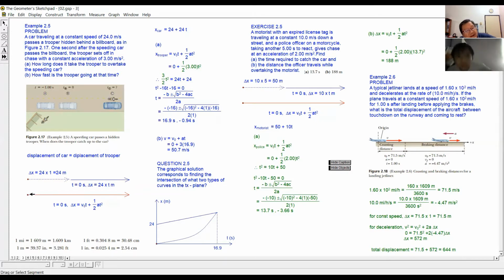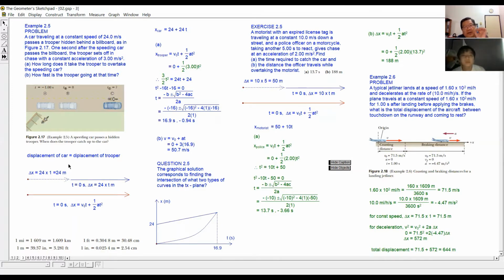So the policeman starts his journey, and finally he catches up with the car here. When he catches up, the total distance traveled by the policeman and the total distance traveled by the car, which is the addition of these two, must be the same. If they travel the same distance, that means he can overtake the car. Is this okay? Okay.